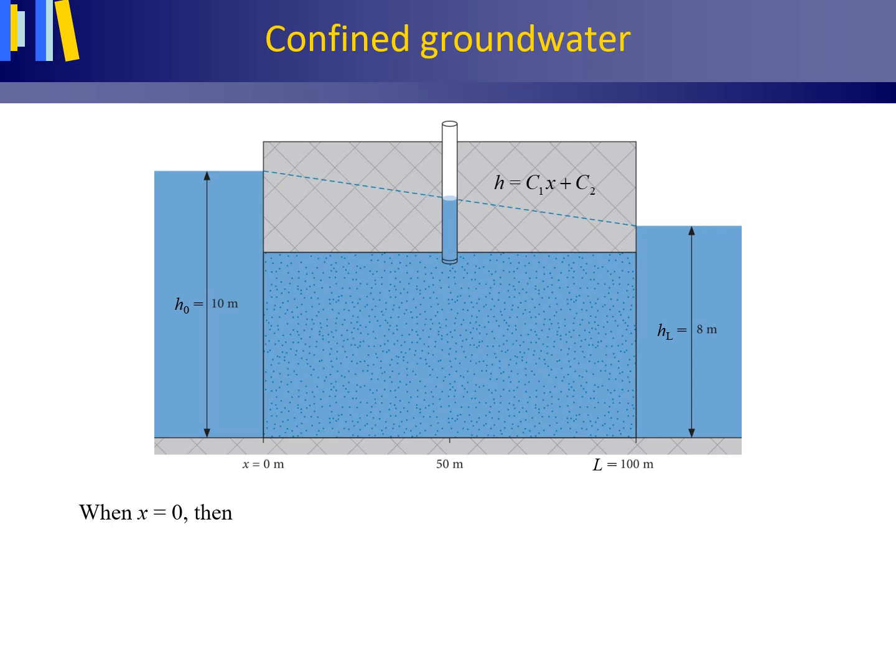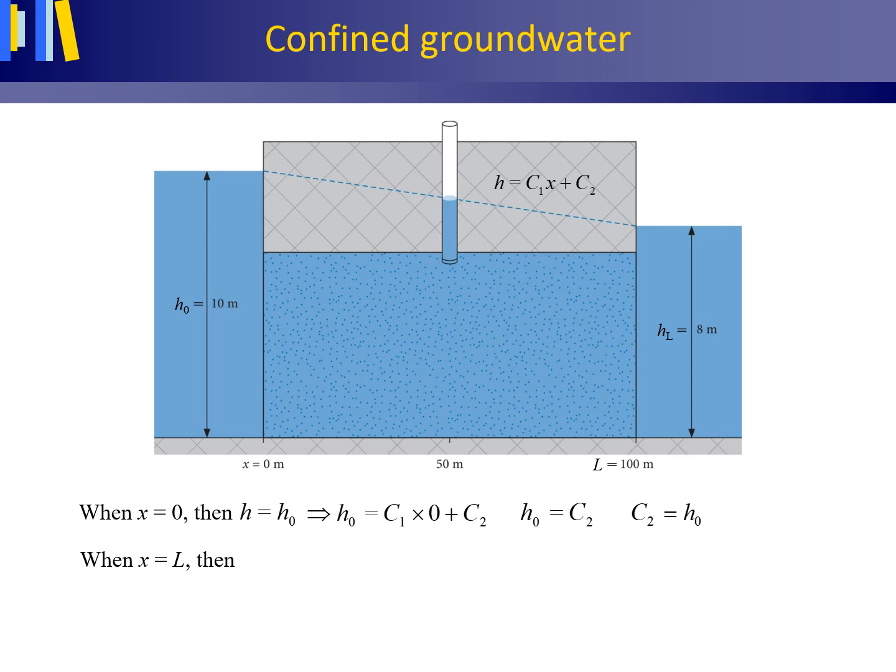When x equals 0, then H equals H0. Insert this into the equation and we get H0 equals C1 times 0 plus C2. So H0 equals C2. C2 equals H0. Let's now insert the right boundary condition.